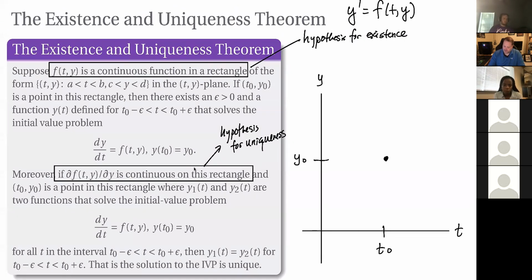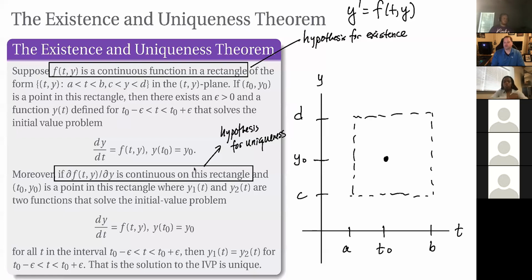That is my initial condition, okay? And what the theorem says is there better be some rectangle in this solution plane where I can at least get started, okay? So I've got some interval here, a to b. I've got some interval here, say c to d, and the rectangle that's created is this rectangle here. Now, that rectangle could be very, very small. It could be very, very big. I don't care. But there's some rectangle around my initial point.